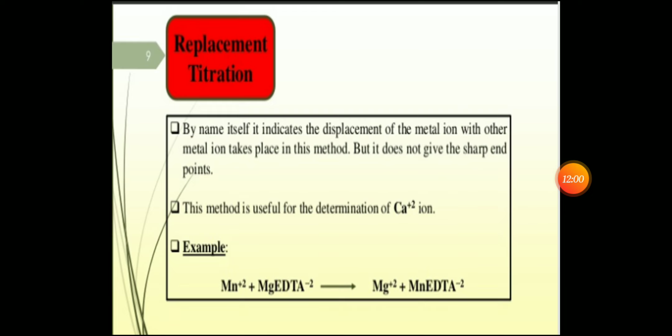So you can say replacement titration, but in this method it does not give a sharp endpoint. लेकिन इस मेथड का एक प्रॉब्लम है कि ये शार्प एंड पॉइंट नहीं मिलेगा. ठीक है. So this is one of the disadvantages of this replacement method. This method is useful for the determination of calcium ions.